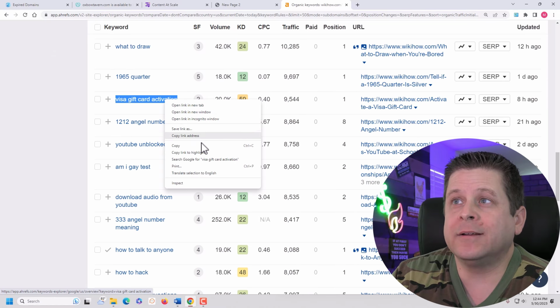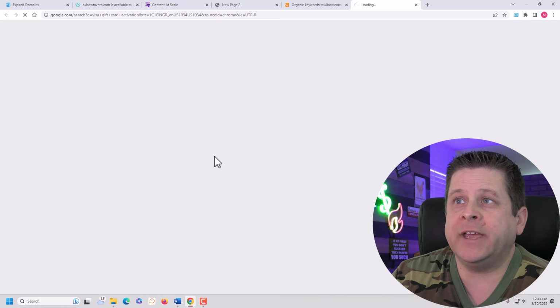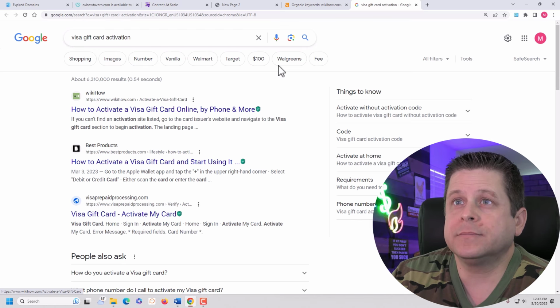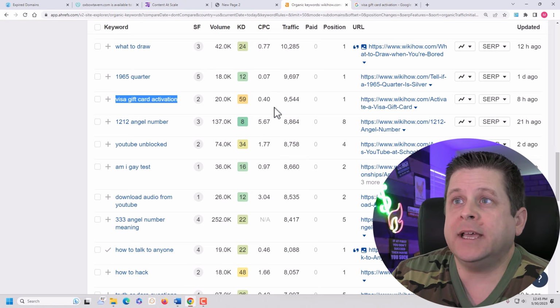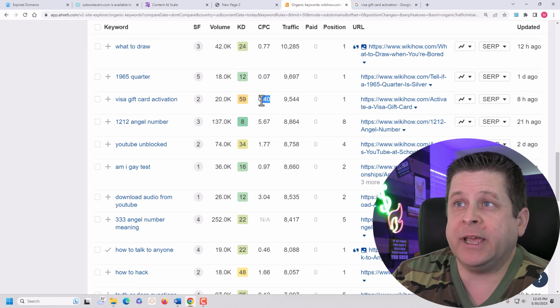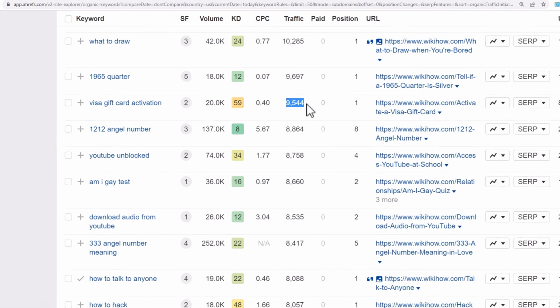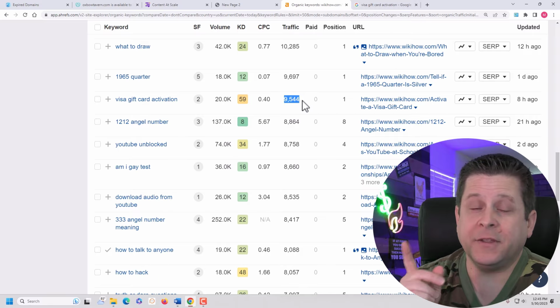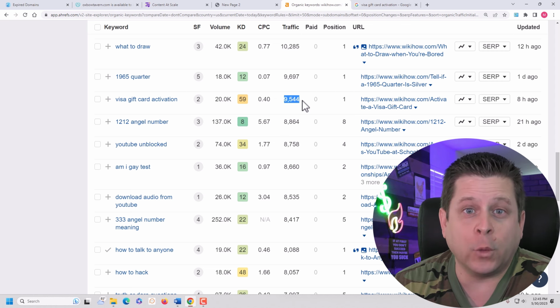So we could see here, Visa gift card activation. They're ranking number one, and it's saying that the average advertiser is paying 40 cents a click, times that by the amount of traffic they get, and they're estimating that this keyword is worth about $4,000 a month to the WikiHow company. But what does this have to do with the domains I was looking at buying earlier?